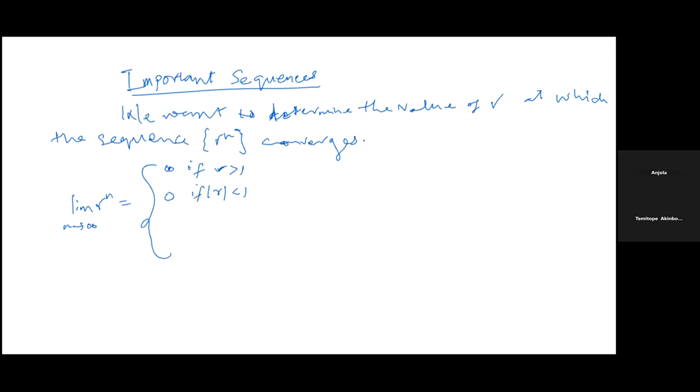Now the limit will be 1 if R equals 1. 1 raised to power any number is 1. If you say 1 raised to power 10, it's going to be 1 because it means 1 times 1 in 10 places. So if R is 1, then the limit of R raised to power n, as n approaches infinity, will be 1.